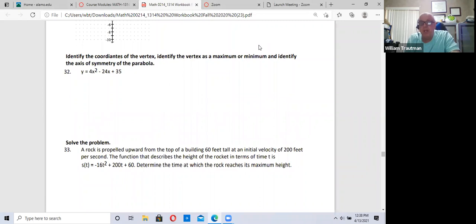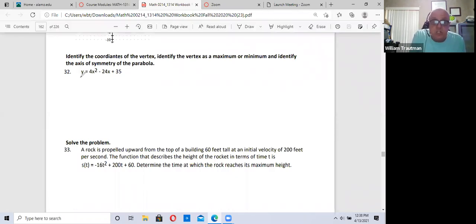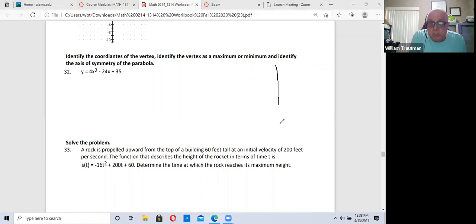Okay, so there's quite a few of these also, probably 3 of these maybe, where you have to find the vertex. So it says identify the coordinates of the vertex to start us off. You can graph this. Even if it said graph this equation, the first thing I would do to graph it is find the vertex. It's a parabola. x squared is a parabola.